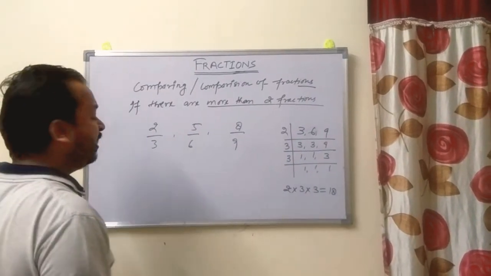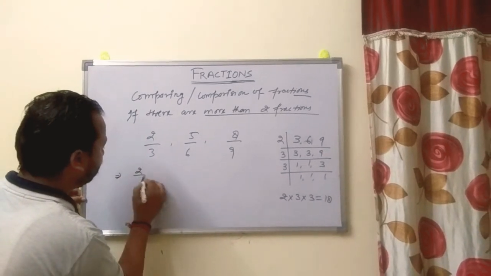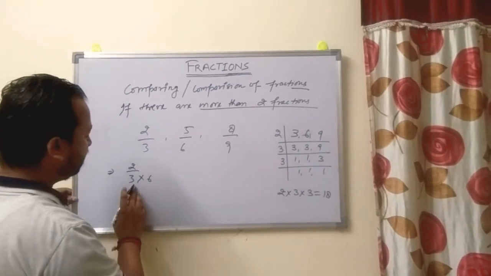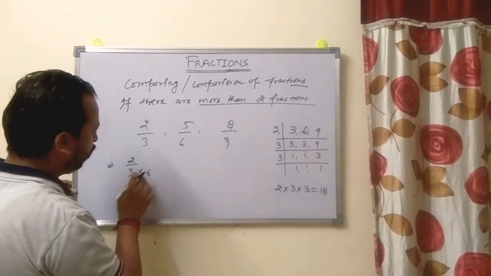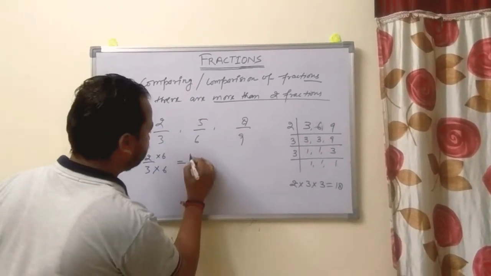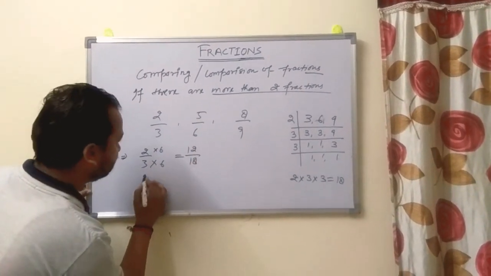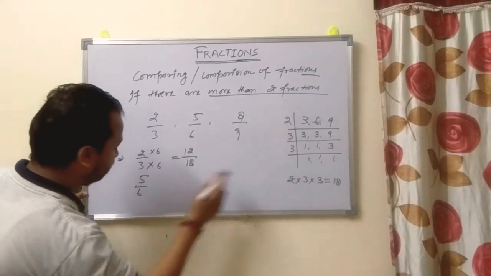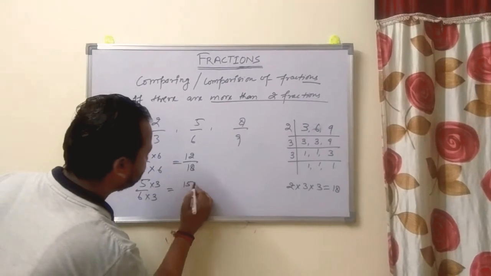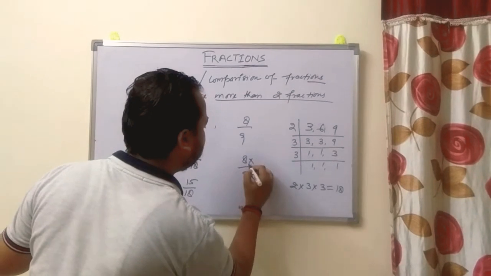So 18 is the LCM, meaning you have to convert the denominator to 18, so you have to multiply by 6. If you are multiplying by 6 in the denominator, you also have to multiply by 6 in the numerator. So 6 twos are 12, 6 threes are 18. Do the same thing in both fractions. 5 by 6, 6 converted to 18: 6 threes are 18, so 5 threes are 15. So 15 by 18. And in the next part, 8 by 9: 9 twos are 18, 8 twos are 16.